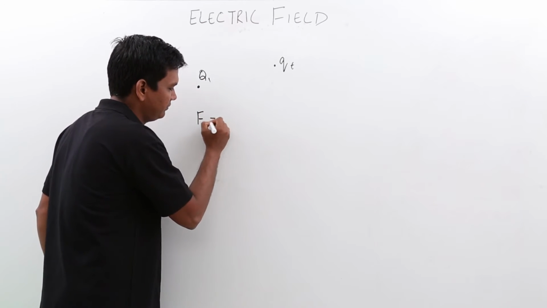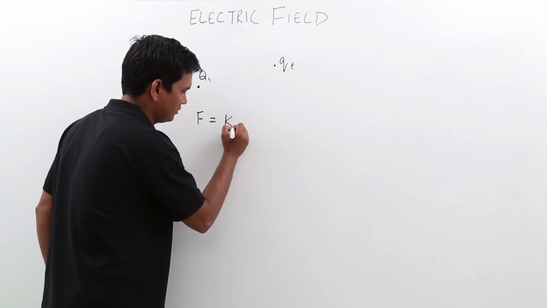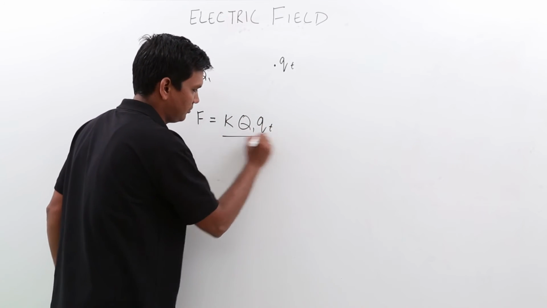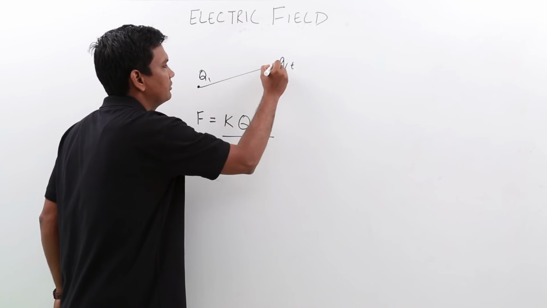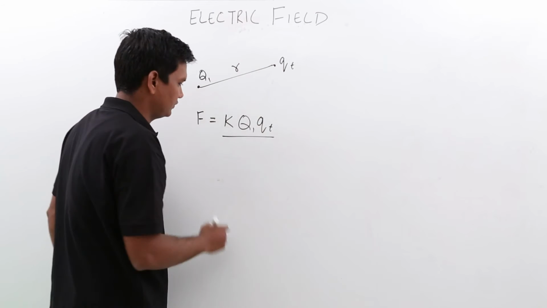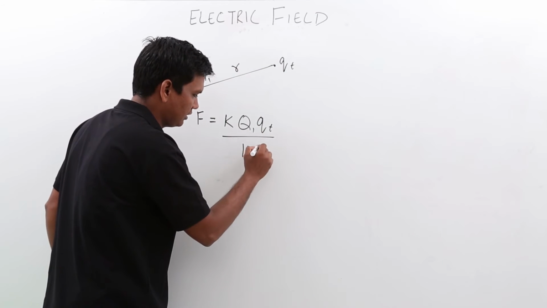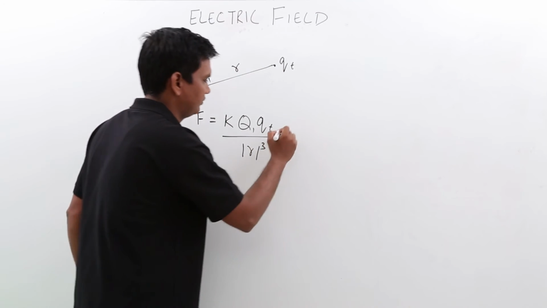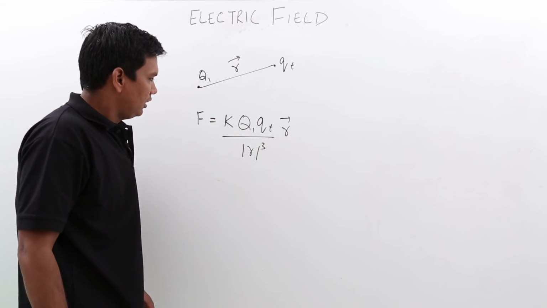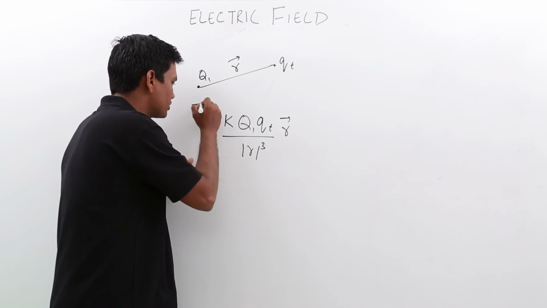F would be K Q1 Qt by, let's say the distance between them is R. So, it would be R squared, and the R vector. Now, this is the force.